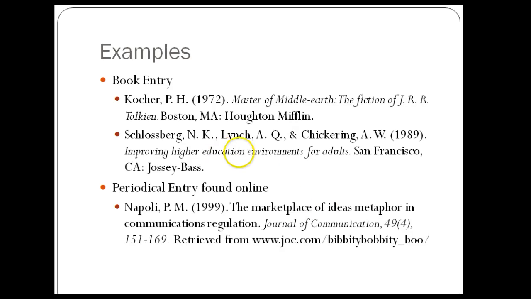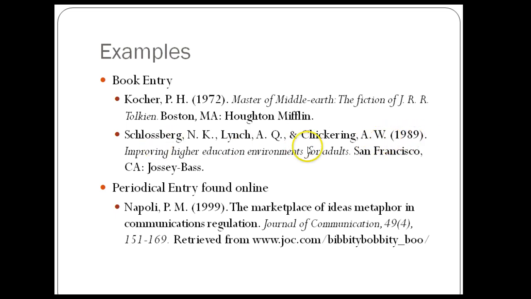Some examples. First example here of a book entry, you have a single author entry. Author, initials, year, period, title in italics, city, state, publisher. You have multiple authors here, good example of that. Again, you have a comma after the period, next name, comma after the period, ampersand, which is the and symbol, and then 1 period there. You don't use 2 periods at that spot.